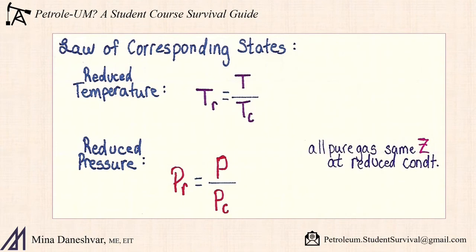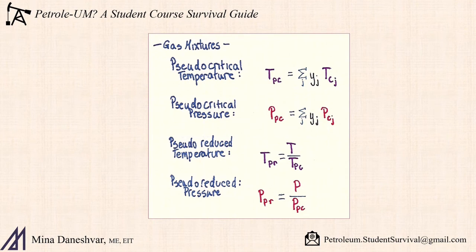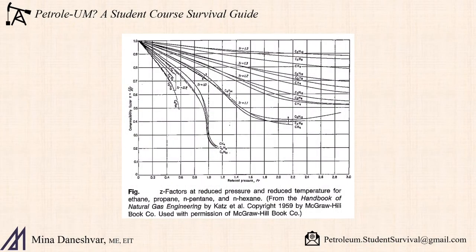The law of corresponding states says that all pure gases have the same Z factor at the same values of reduced pressure and reduced temperature. Further, for gas mixtures, the physical properties of gas mixtures are correlated with pseudo-reduced temperature and pseudo-reduced pressure in the same manner that the properties of pure gases are correlated with reduced temperature and reduced pressure. Here is a plot of Z factors at reduced pressure and reduced temperature for ethane, propane, n-pentane, and n-hexane.